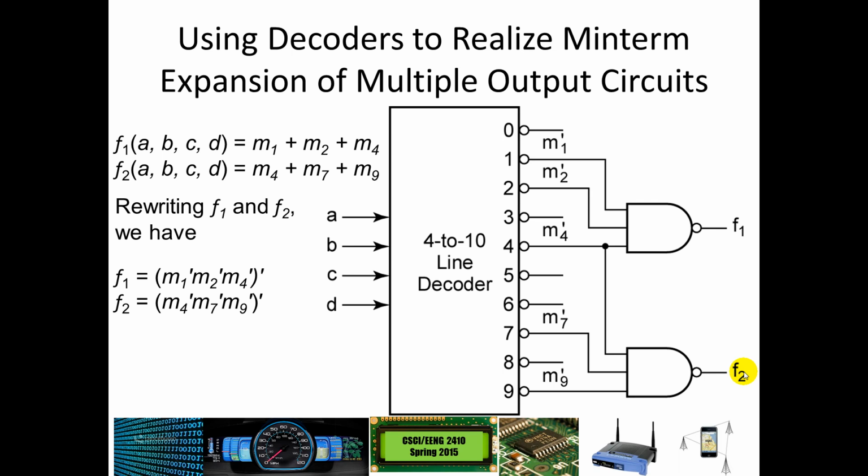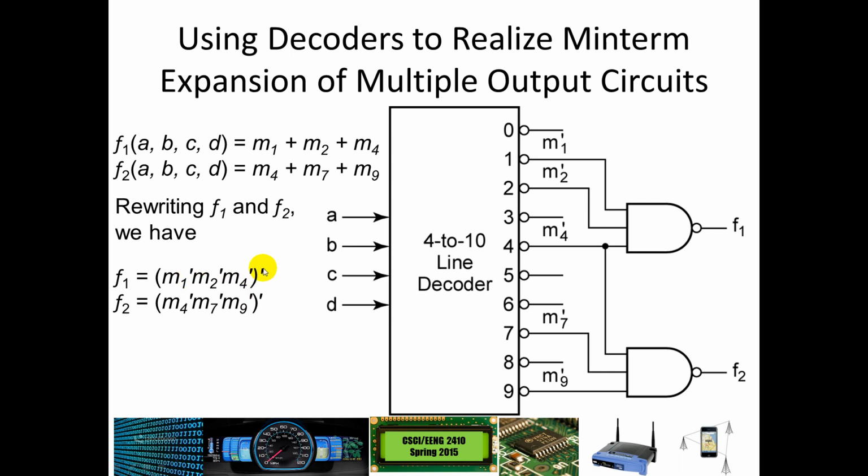Here we are using a 4 to 10 line decoder to actually realize a minterm expansion. If you look at this equation here, M1 or M2 or M4, you could actually write that like you see down here. We can just use De Morgan's law and rewrite that as M1 prime, M2 prime, M4 prime, that whole quantity primed. You'll notice that this happens to be the complement of all of those, ANDed together and then primed.